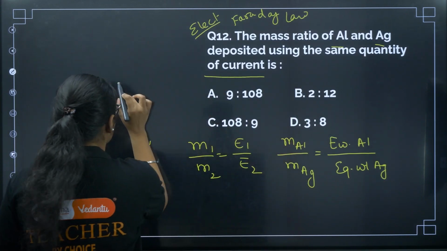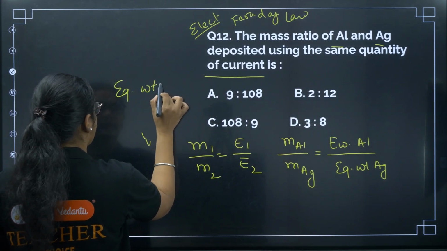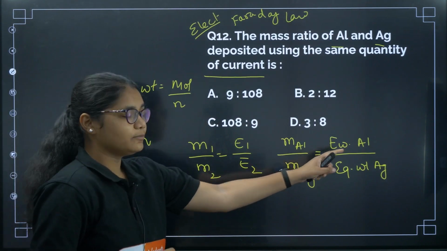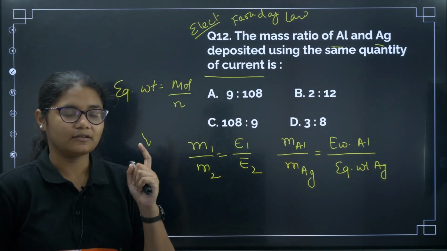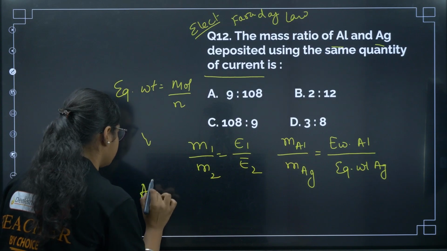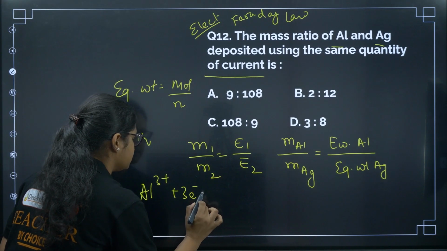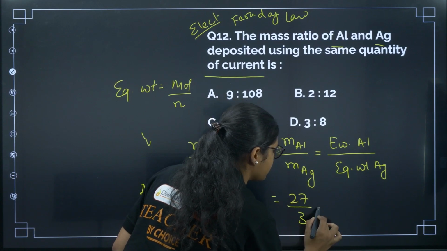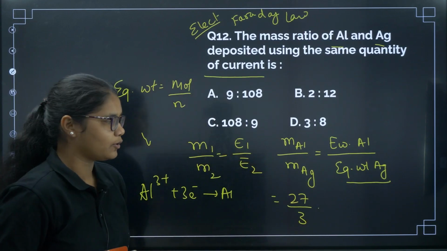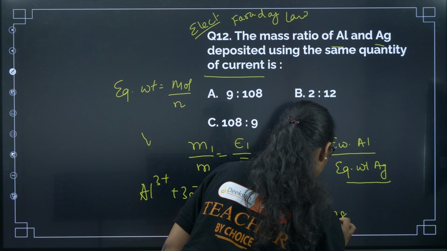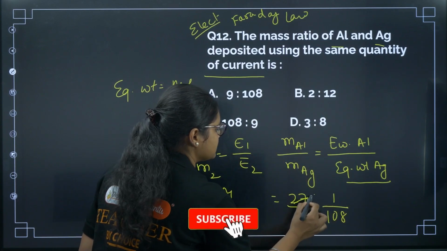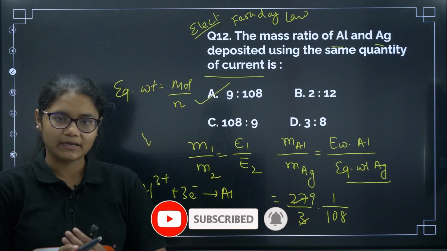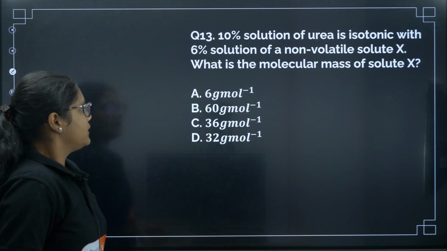Now what is the formula for equivalent weight? Equivalent weight is molar mass by n factor, right? So for aluminium, what is the molar mass? 27. In aluminium, the charge is 3 plus, right? The n factor is 3. So I can write this one as 27 by 3. And for silver, the molar mass is 108 by 1. So that is 9 by 108. So the correct answer for this question will be option number A. Very easy question. Next question.